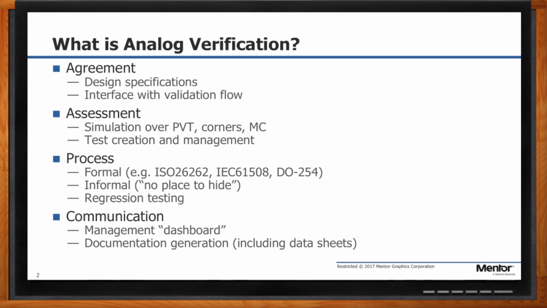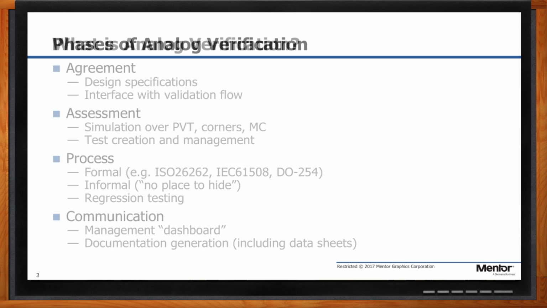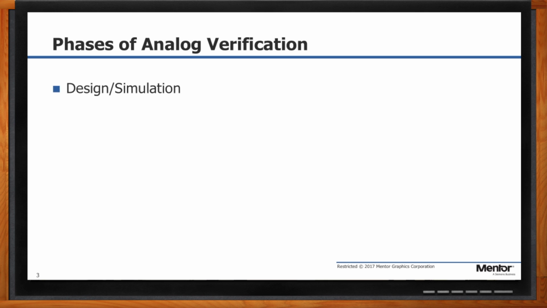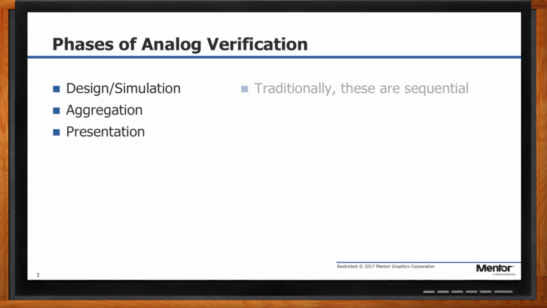Okay, so Mass, what is the typical order of steps that we do for verifying analog? Well, traditionally, it's pretty simple. There's a design and simulation phase, and then there's what we call an aggregation phase. You bring together all these simulation results, and then you present the results. But it doesn't have to be a linear sequence. You can start, and what we've designed is a system where you can start pretty much anywhere.